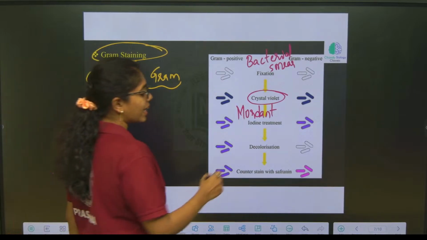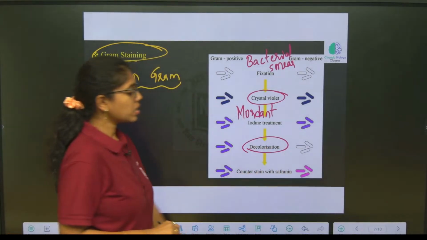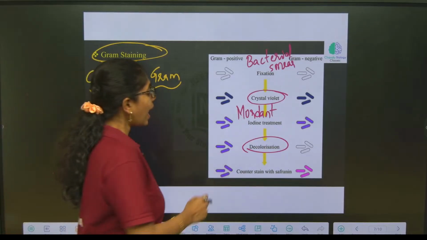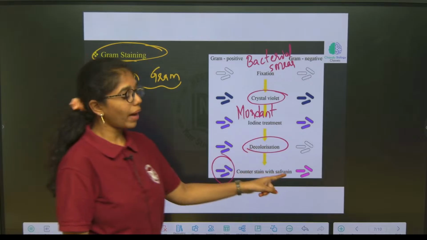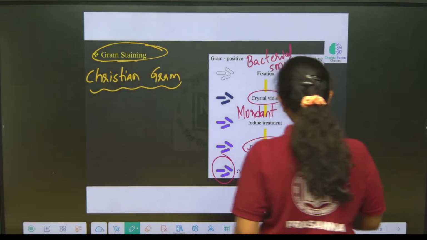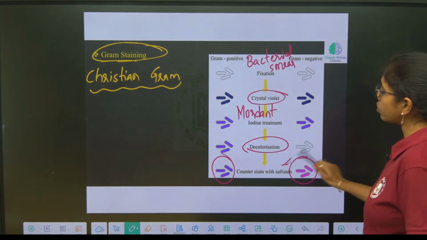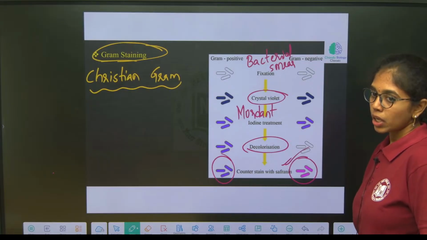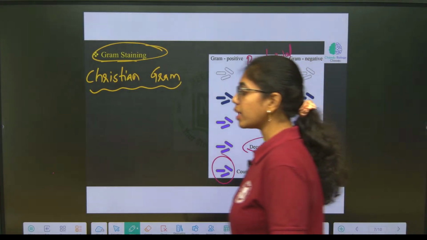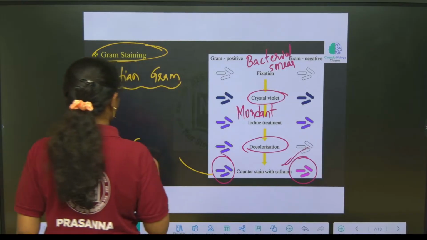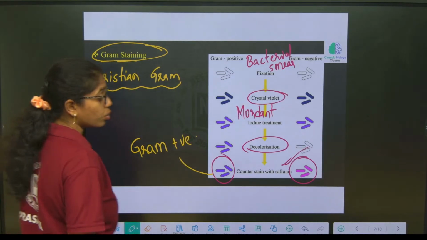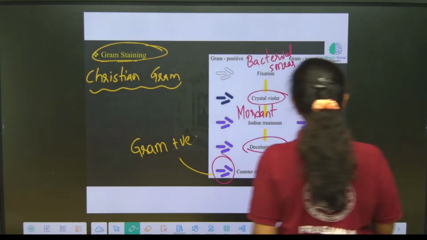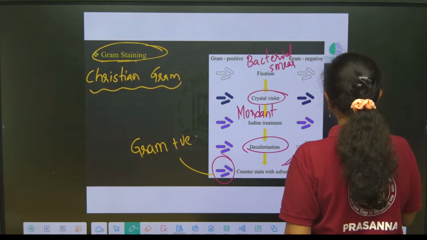Further, one more stain is added, that is safranin. Few bacteria are still retaining the purple color, whereas a few bacteria show pink or orange color because of the staining of safranin. Those which retained the color are said to be gram positive bacteria. Those which could not retain the color are said to be gram negative bacteria.